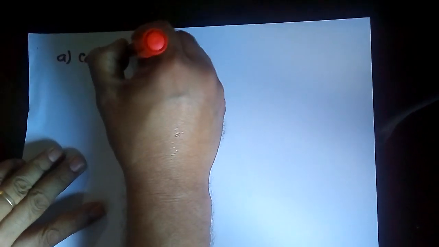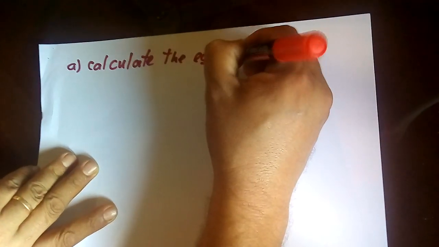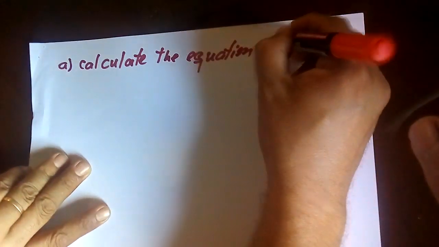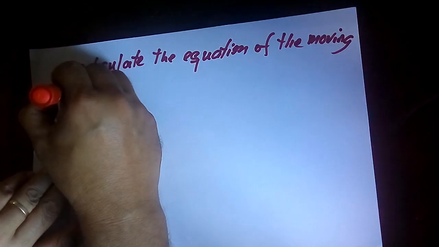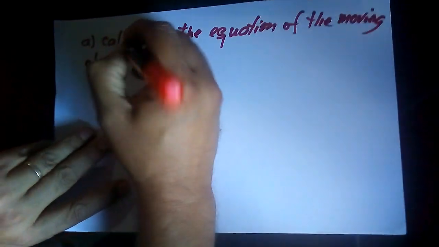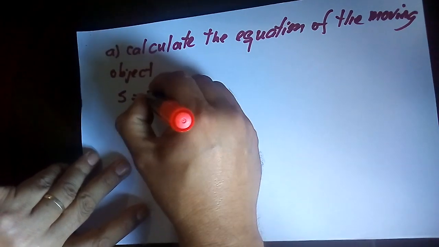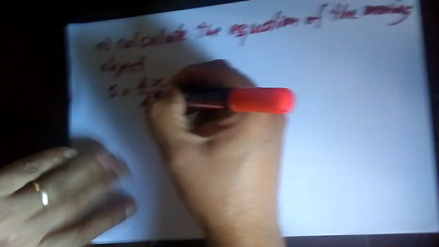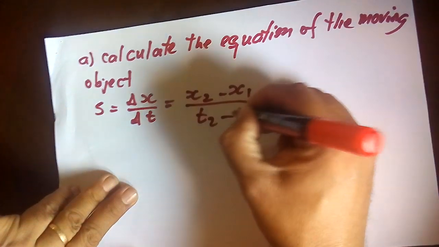In this case, the first thing we need to do is calculate the equation of the moving object. So how do we do that? By definition, speed is delta x over delta t, meaning the change in x over the change in time. x2 minus x1 over t2 minus t1.